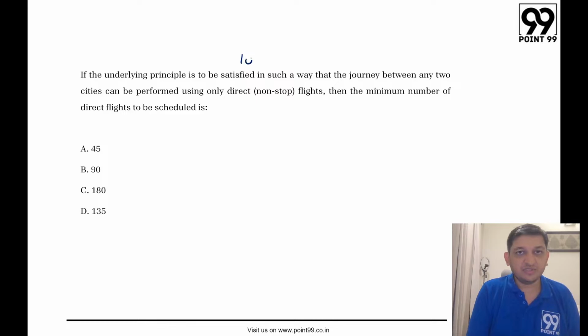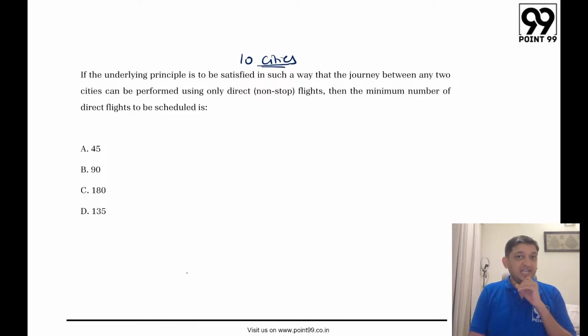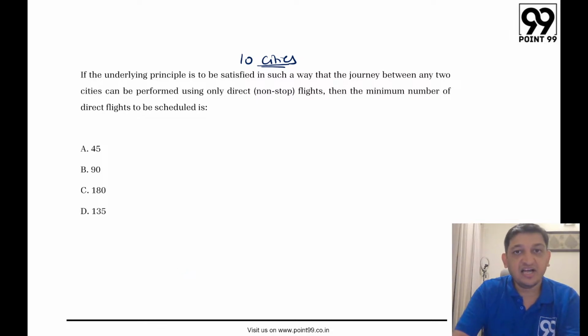So we basically know that there are 10 cities. That's the only thing that we know. Now we have to figure out if the underlying principle is to be satisfied in such a way that the journey between any two cities can be undertaken using only direct flights. Okay, using only direct non-stop flights. Then what is the minimum number of direct flights that need to be scheduled?